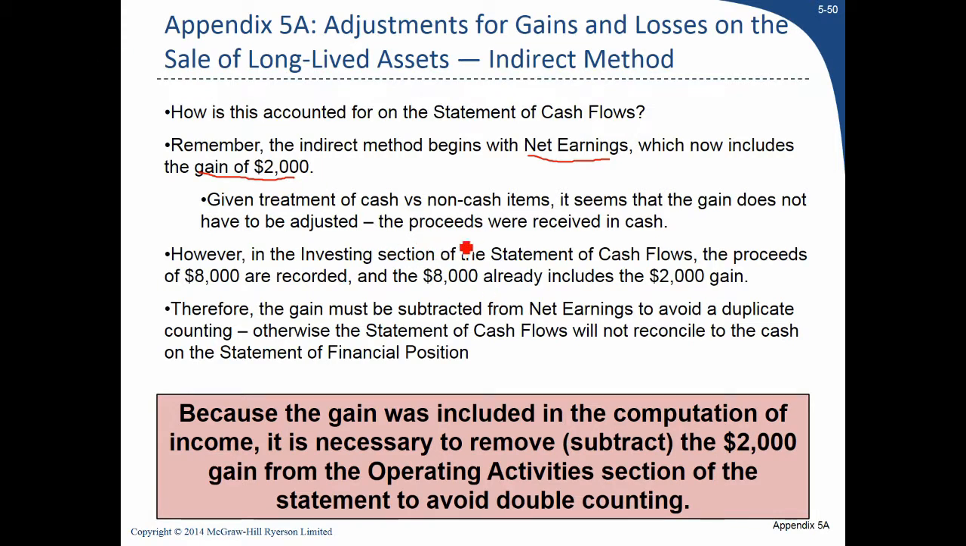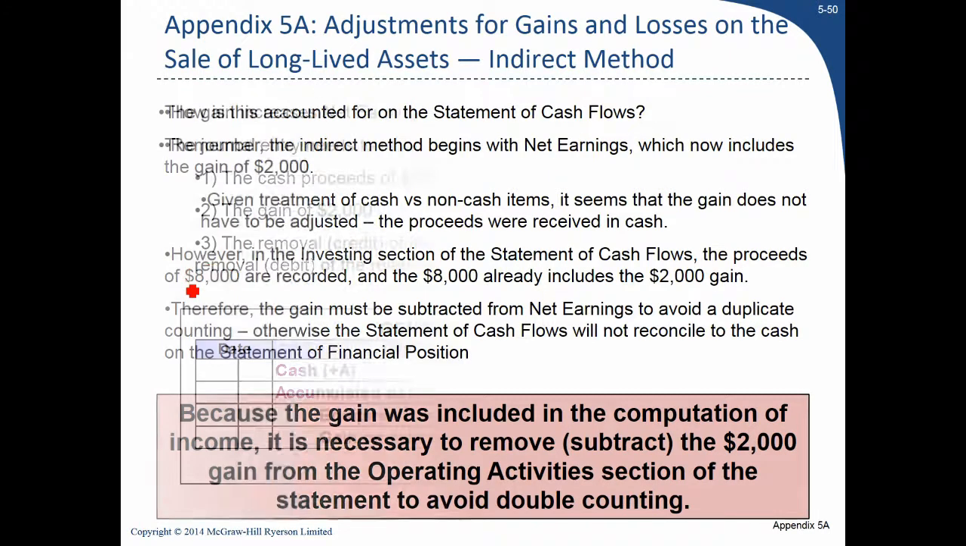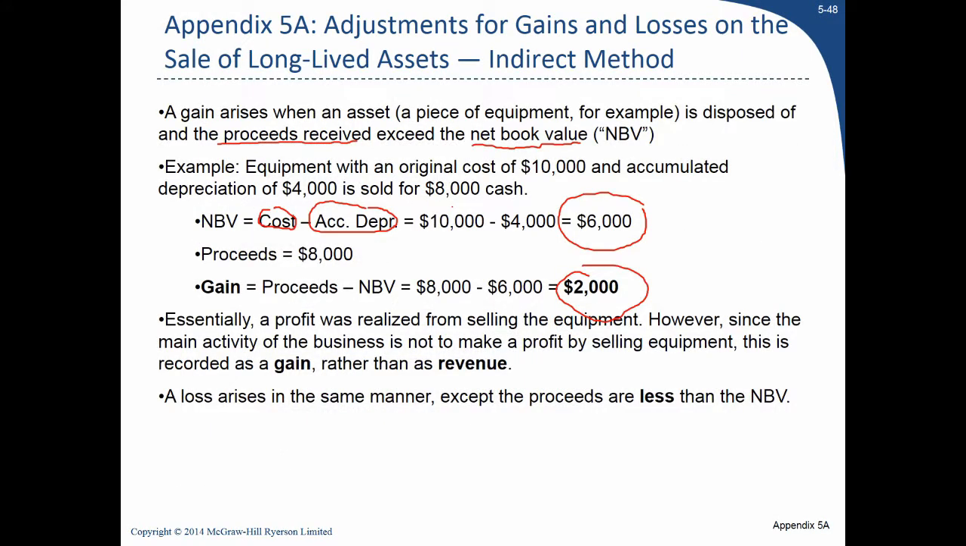Well, given the treatment of cash versus non-cash items, it would seem that the gain doesn't have to be adjusted because we receive that money, right? We receive the cash. The reason we have to remove it from the operating section is because it's already implicit. When we record this transaction in the investing section of the statement of cash flows, we record proceeds of $8,000. We don't record proceeds of $6,000. Even though the net book value is $6,000, we record the actual cash received.